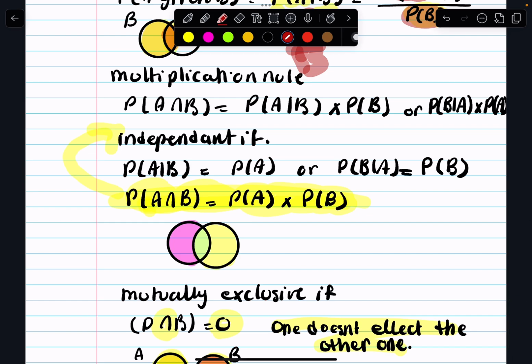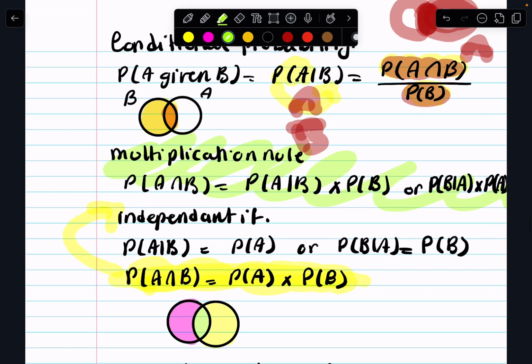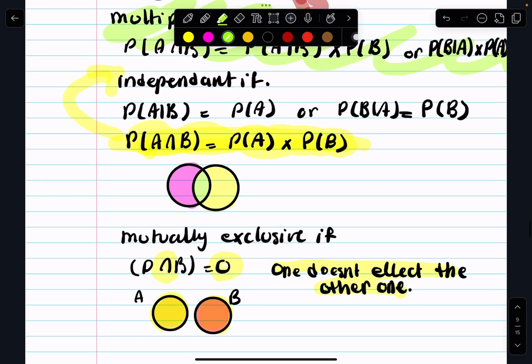Multiplication rule. Let me check if we have this. We do absolutely have this in the data booklet. Let me make it green. This says the intersection is the probability of A given that B happened times the probability of B. Already we know that's just a rearranged version of this, because you're multiplying this by this. So it's just rearranged. But again, know it.